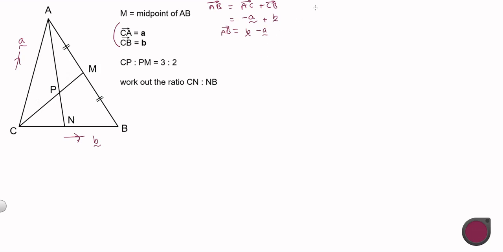Now what I'm going to do is work out vector A to M, the midpoint, the middle, from A to M. Well, we know M is the midpoint because it tells you in the question that it's the midpoint of A to B. So A to M is going to be half of all of this. I can just write it as half of B minus A. If you want, you can expand the brackets and write it like this: half B minus half A.